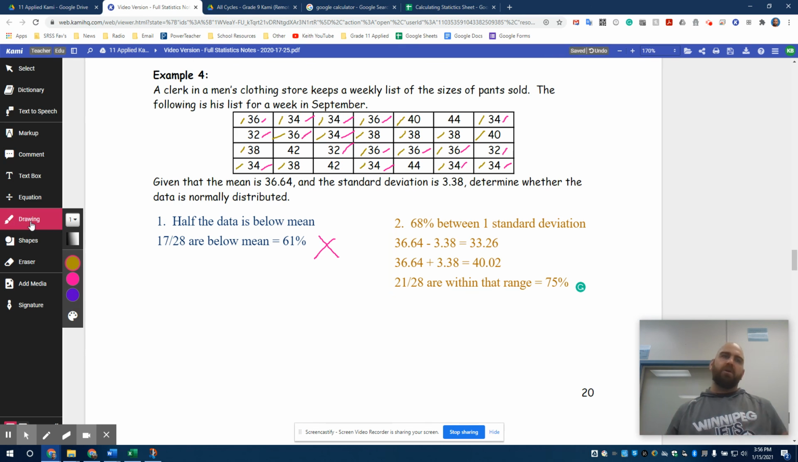So this also tells us that it is not a normally distributed set. Both of our criteria failed. Really, if one fails, that should pretty much tell us that it's not going to work. If the second one fails as well, it's definitely not going to work.